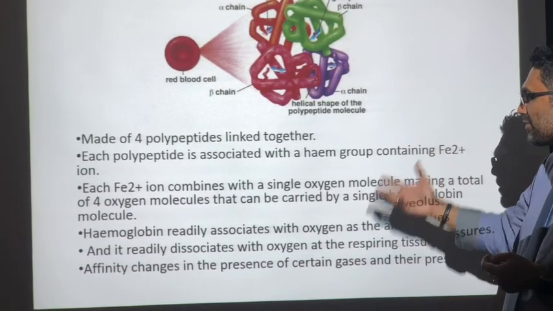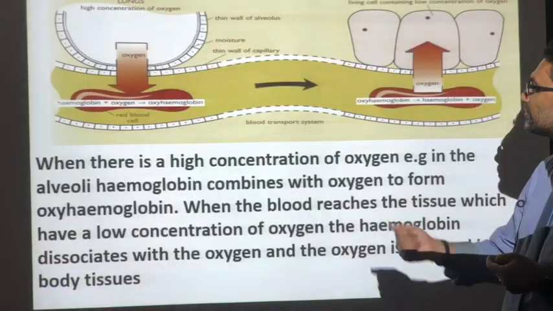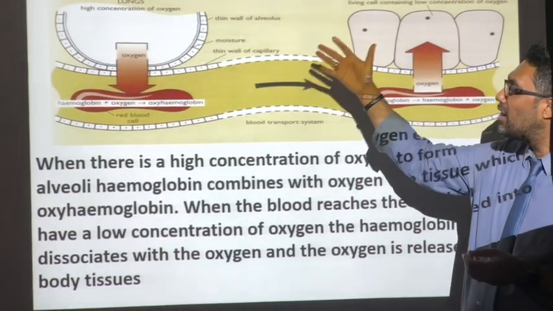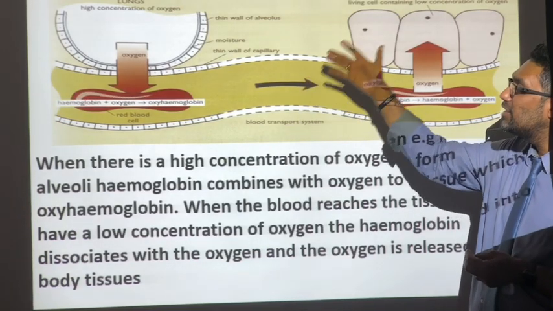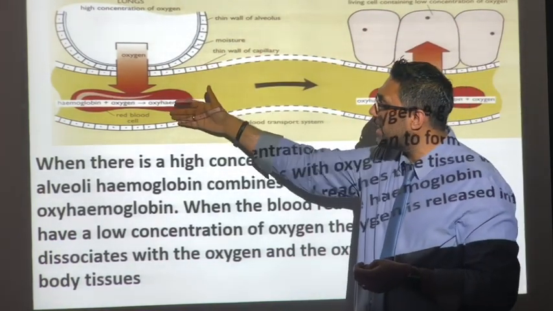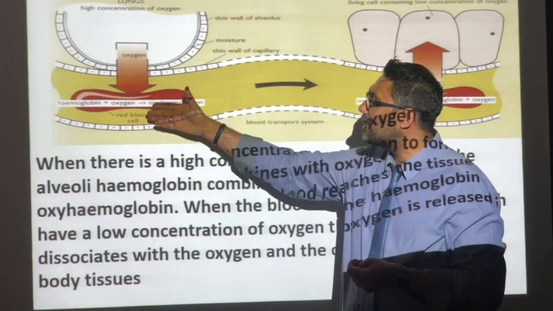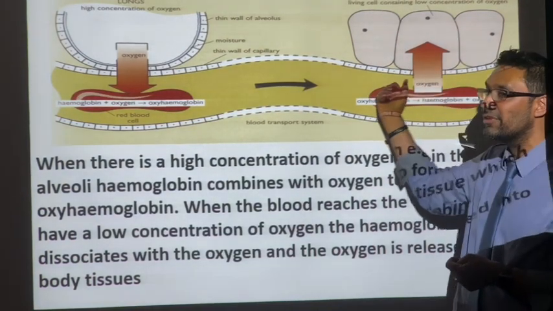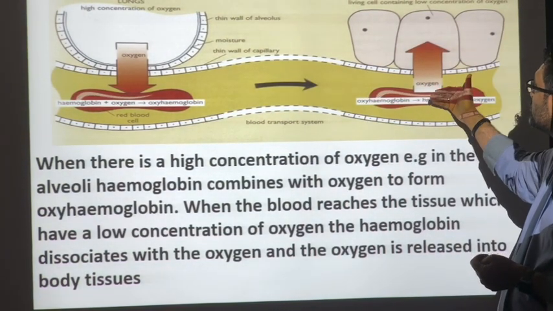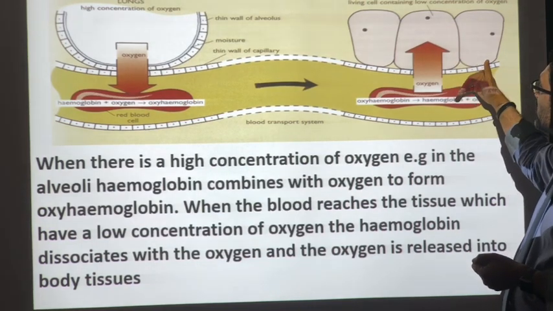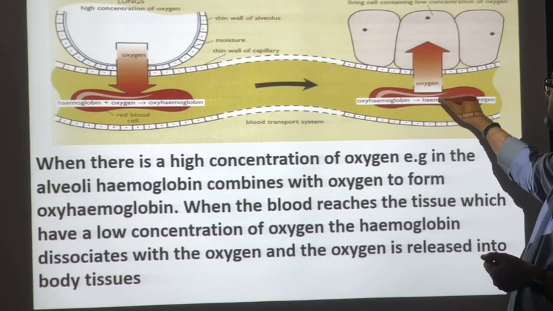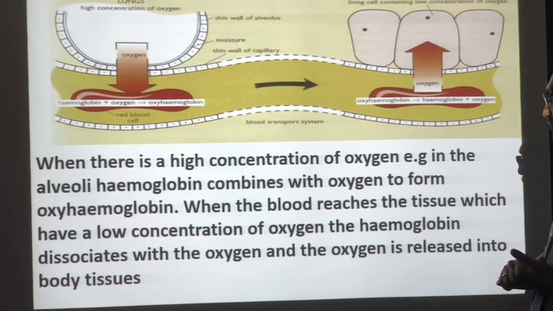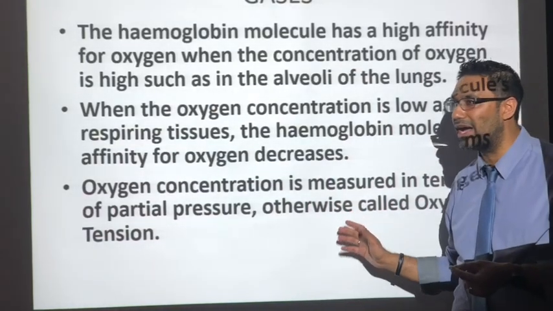Now, where will it have a higher affinity and where will it have a lower affinity? So if you move on to the next one, when oxygen enters the lungs, there will be a high oxygen concentration in the lungs. So oxygen will readily associate or load onto the hemoglobin in the red blood cells. And then when it goes to respiring tissue, where there is very little oxygen, because the cells are using it for aerobic respiration, oxygen will dissociate or unload so that the oxygen will go into the cells. Okay, so that's what we looked at in the last lesson.